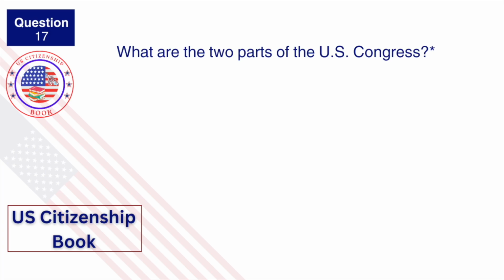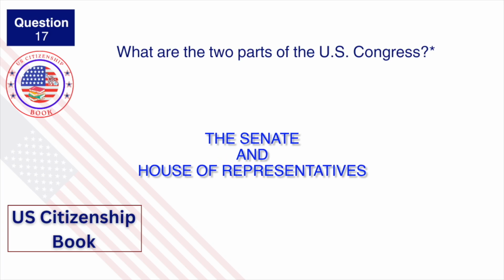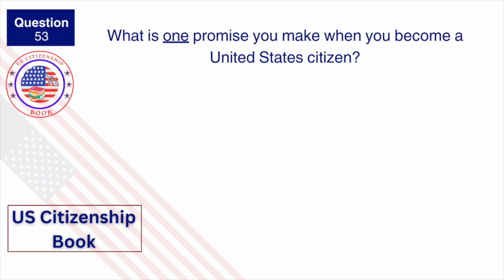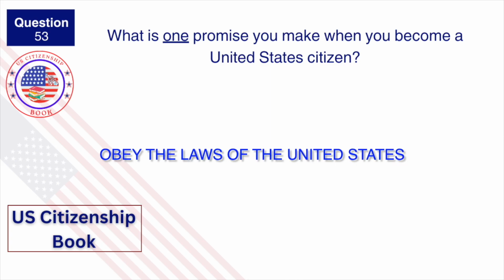What are the two parts of the U.S. Congress? The Senate and House of Representatives. What is one promise you make when you become a United States citizen? Obey the laws of the United States.